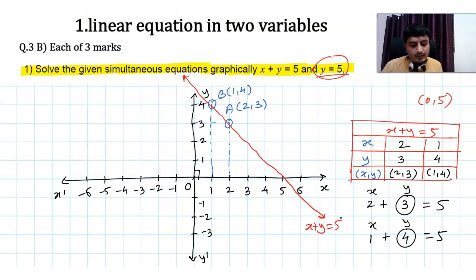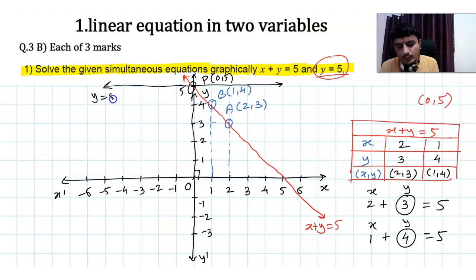Now the next line we have is y equals 5. So let's extend the y-axis. Somewhere here we have, after that 4, a 5. So this point we assume as P, that is (0, 5). So the line which is parallel to the x-axis passing through the point (0, 5) has the equation y equal to 5. Now to find the solution of the given simultaneous linear equations in 2 variables graphically, we have to find the point of intersection of both lines.